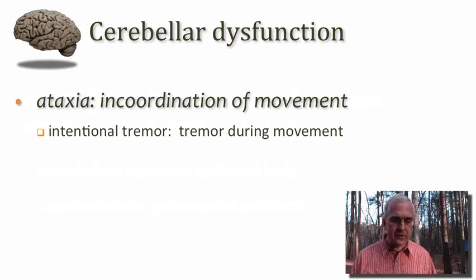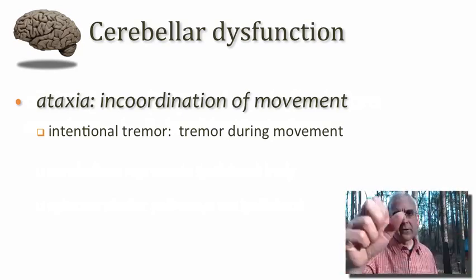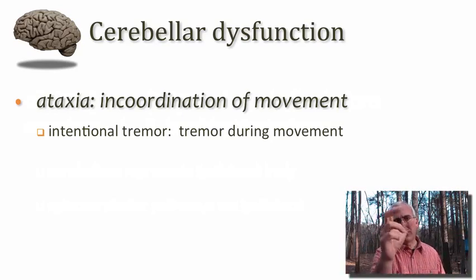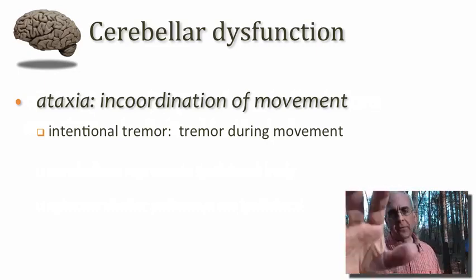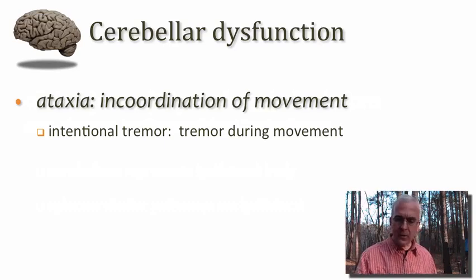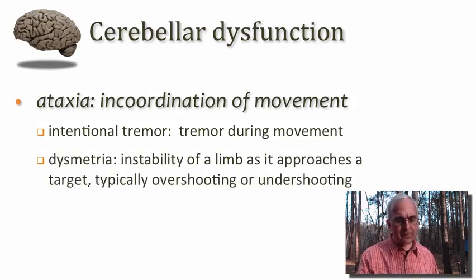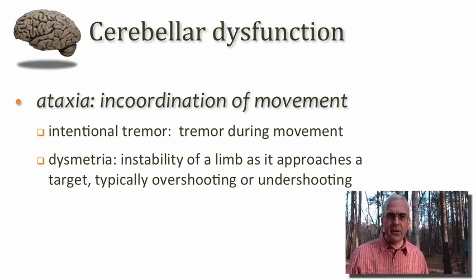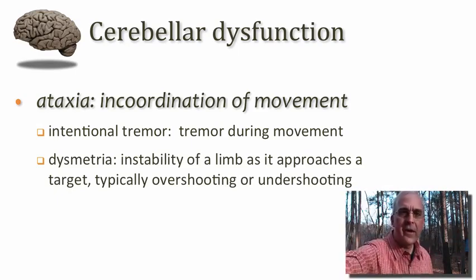One of them is intention tremor. So patients who have damage to the cerebellum tend to have tremulous movement when they are intending to move, such as if they were to reach out to grab an object. There is a tremulous movement that reflects an unsteadiness or an incoordination across those joints. There may be an instability of the limb as it approaches a target. It may undershoot a target, or it may overshoot that target if one were to reach out to grasp something.